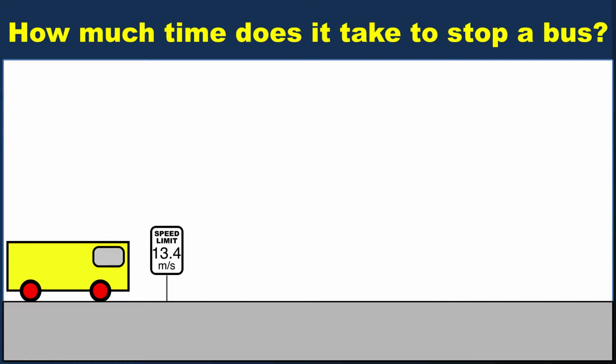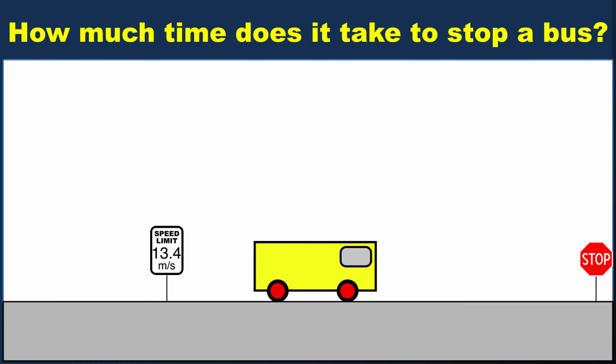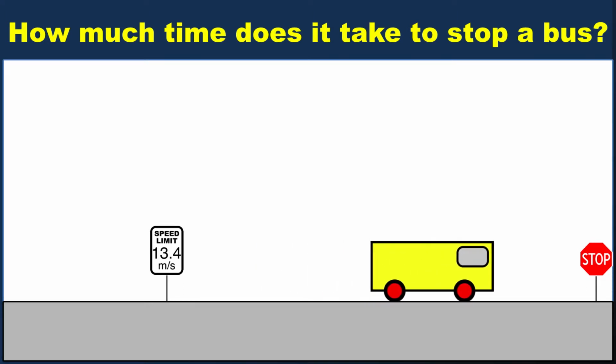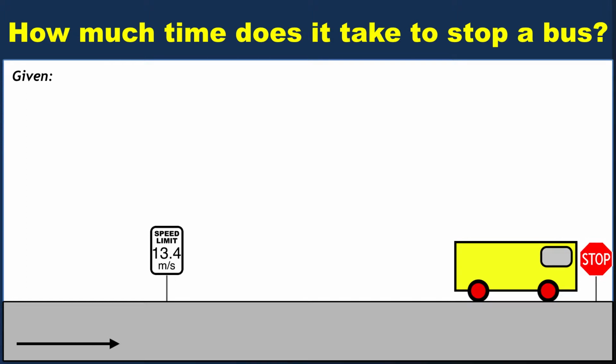So let's say that the bus's initial speed is that. Its final speed is going to have to be 0 because we want it to come to a complete stop. So we'll assume that it experiences a constant acceleration going from the initial speed of 13.4 meters per second to the final speed of 0. Let's further assume that the positive x direction is to the right.